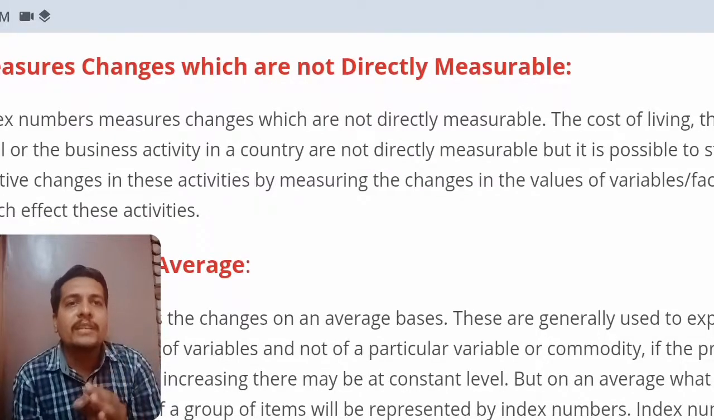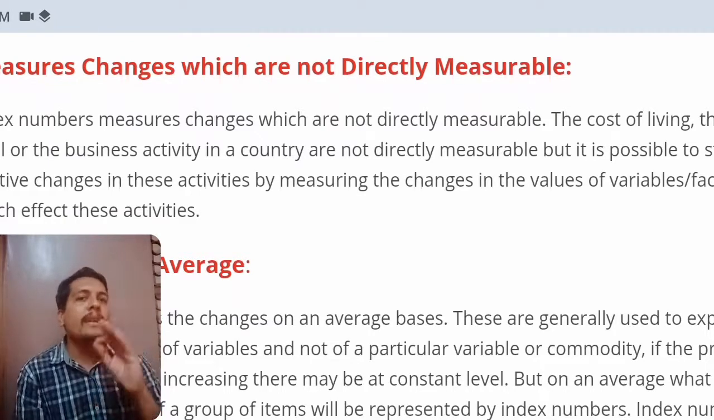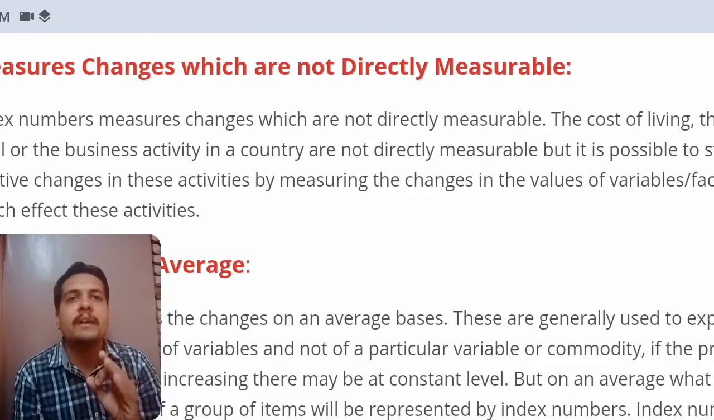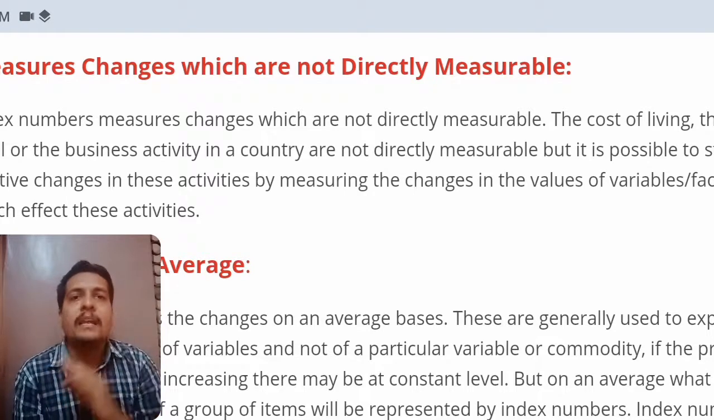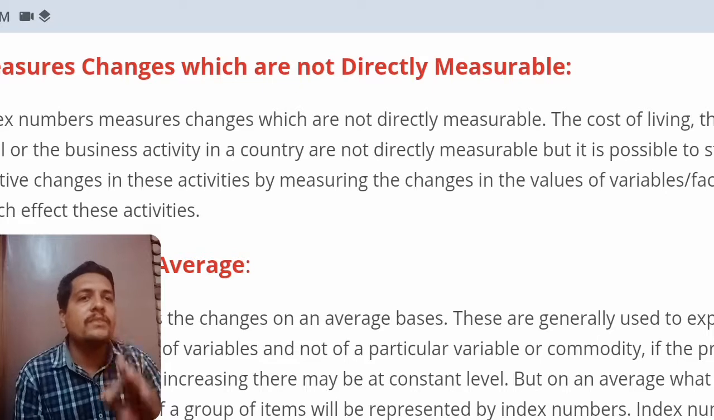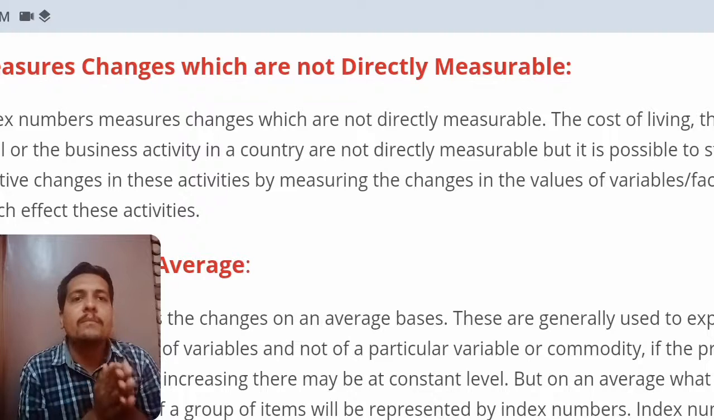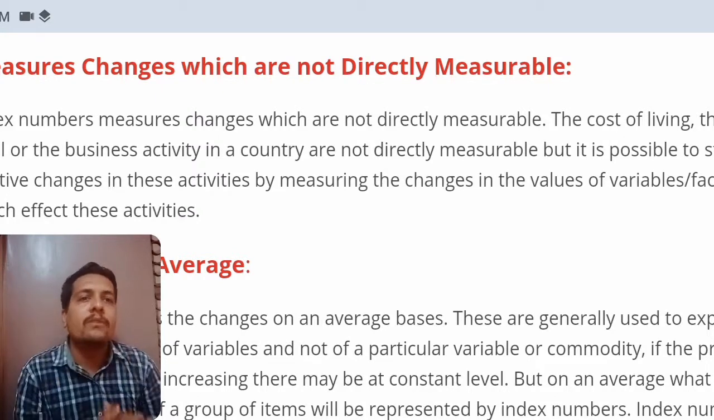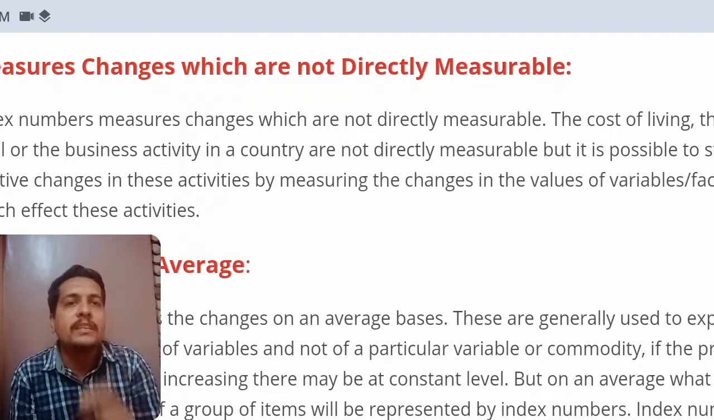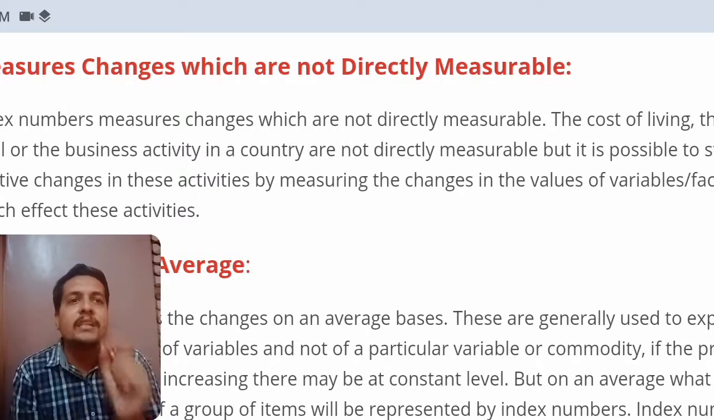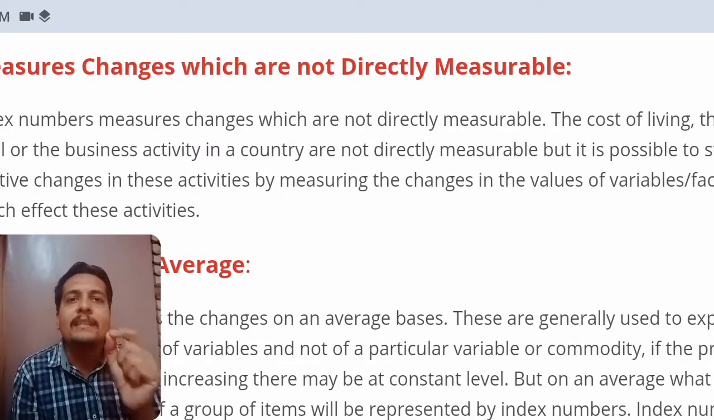After that, it measures change which is not directly measurable. This is the main advantage of index number. Index numbers measure changes which are not directly measurable. The cost of living, the price level or business activity in a country are not directly measurable, but it is possible to study relative change in this activity by measuring the change in the value of a variable or factor which affects this activity.